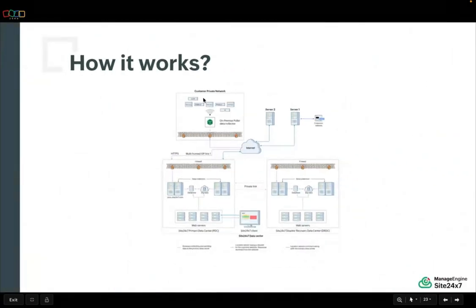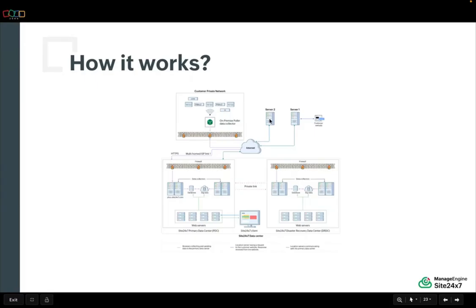So we have this private network. If it is a private network, that is what we discussed about an intranet URL, we'll be using a Site24x7 on-premise poller. Or if it is an internet-exposed website, we'll be using the Site24x7 global location profile. We have around 130 plus global location profiles from where we can monitor, and from there it will pull the data.